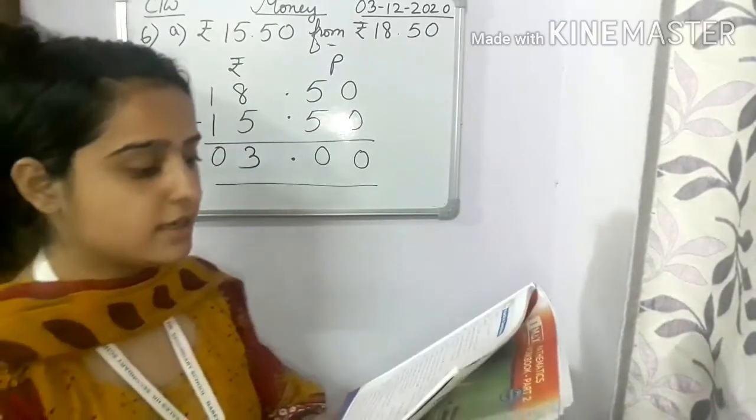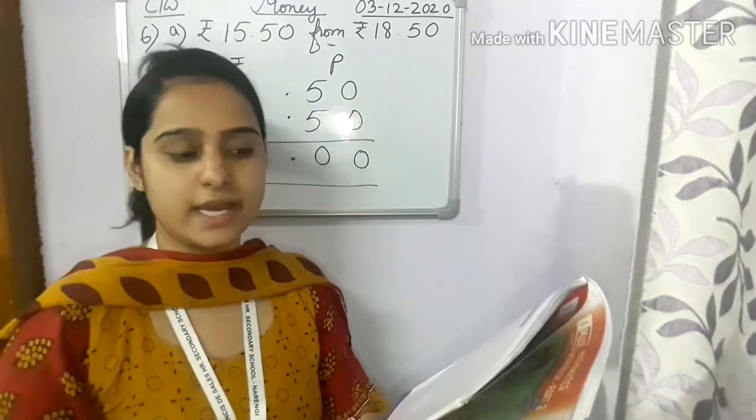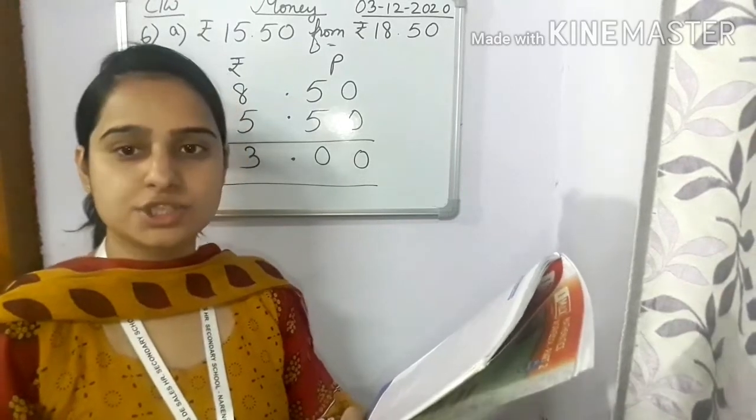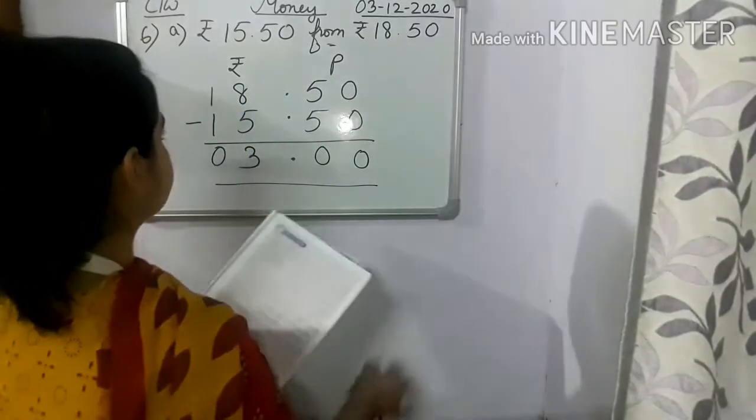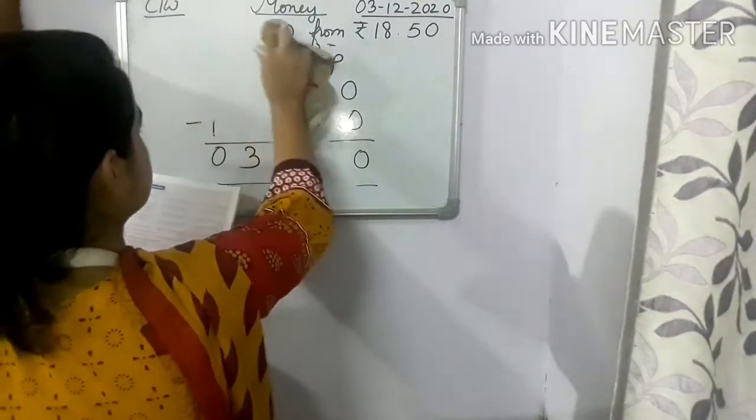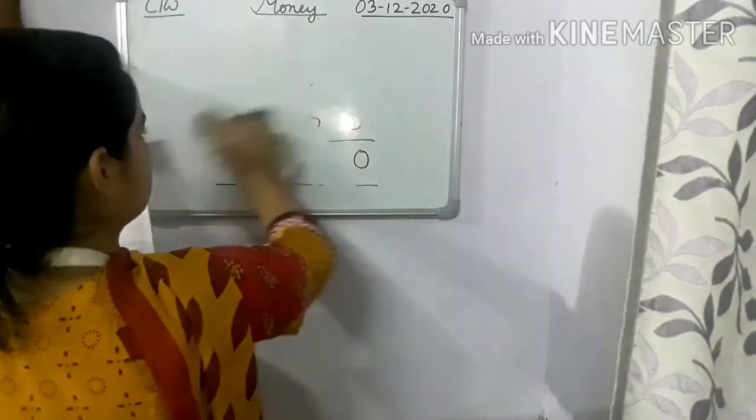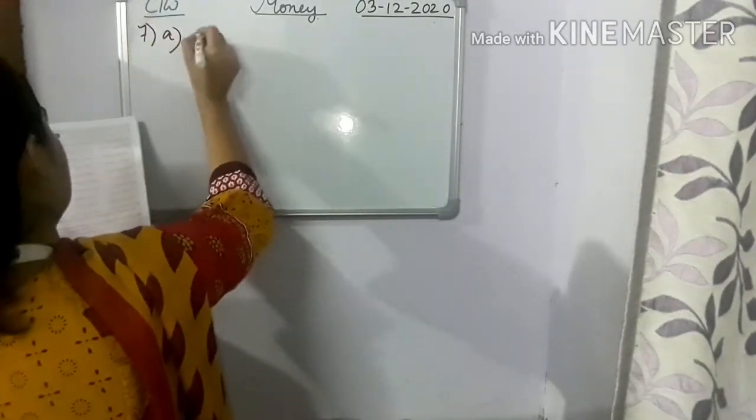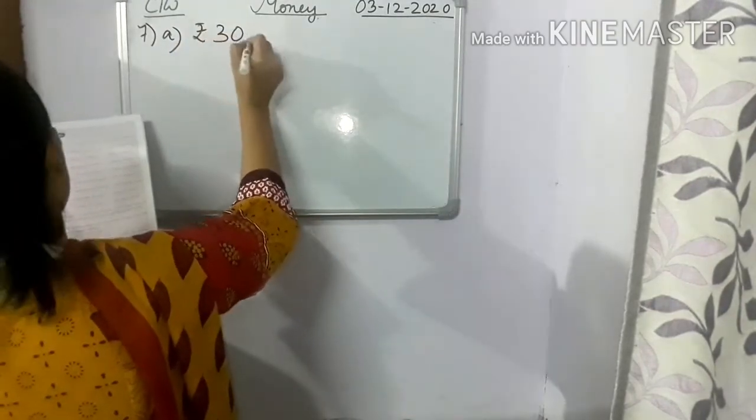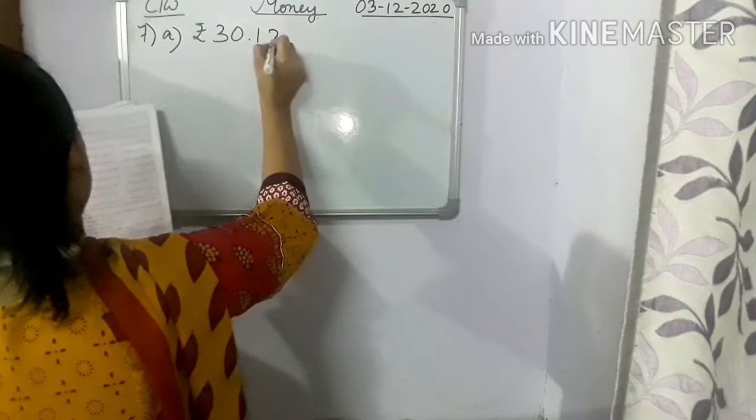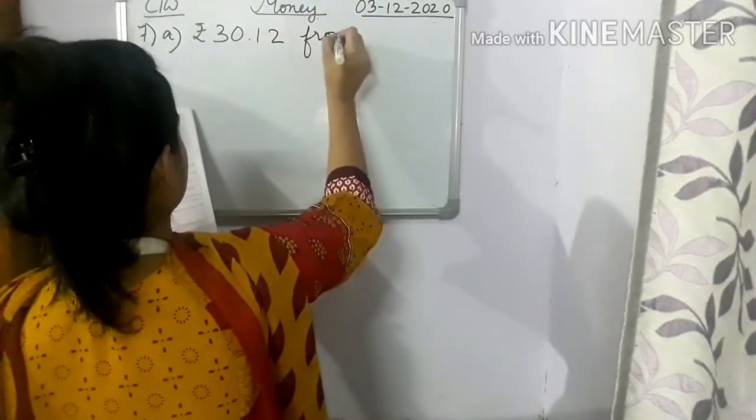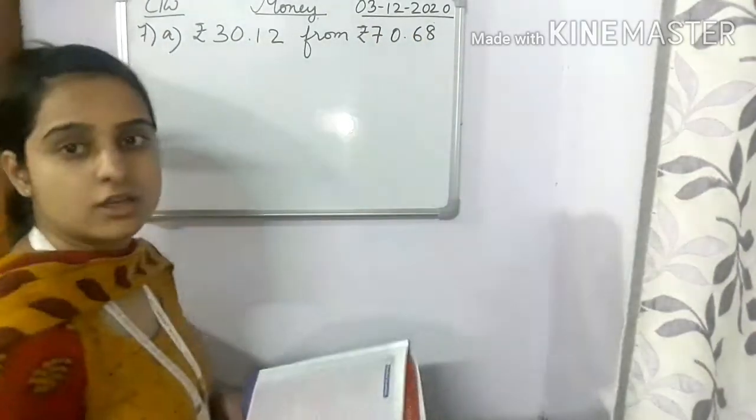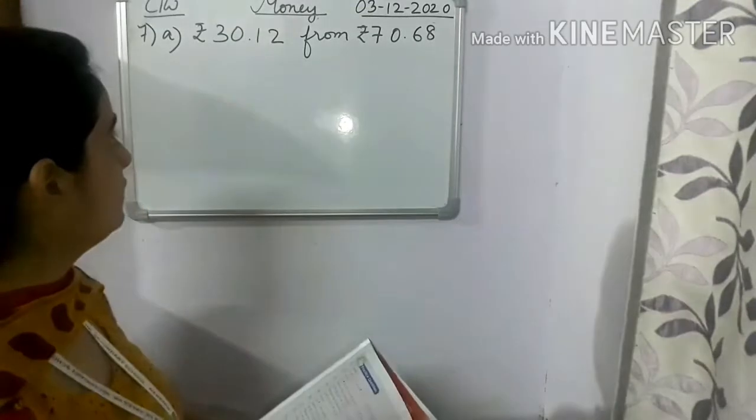Let's do the next one. Question number 7. Write in columns and subtract. The same method we applied in question number 6, we will apply in question number 7. I'll do one for you. Question number 7A: rupees 30.12 from rupees 70.68. Try this first yourself, children.